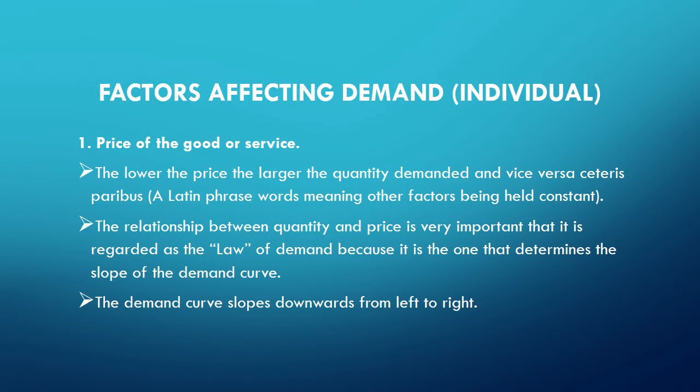The relationship between quantity and price of the good is very important, and it is therefore regarded as the law of demand. This is because it is this factor that determines the slope of the demand curve. The demand curve slopes downwards from left to right.